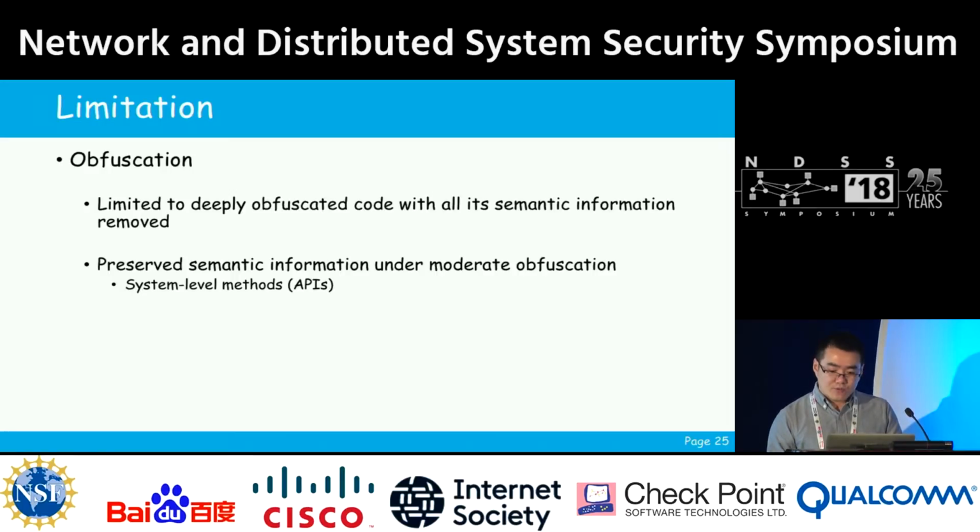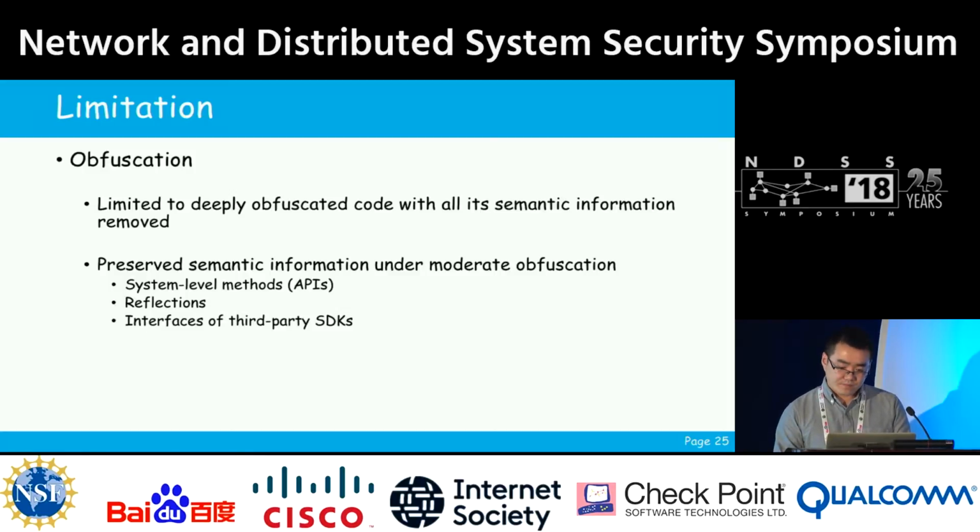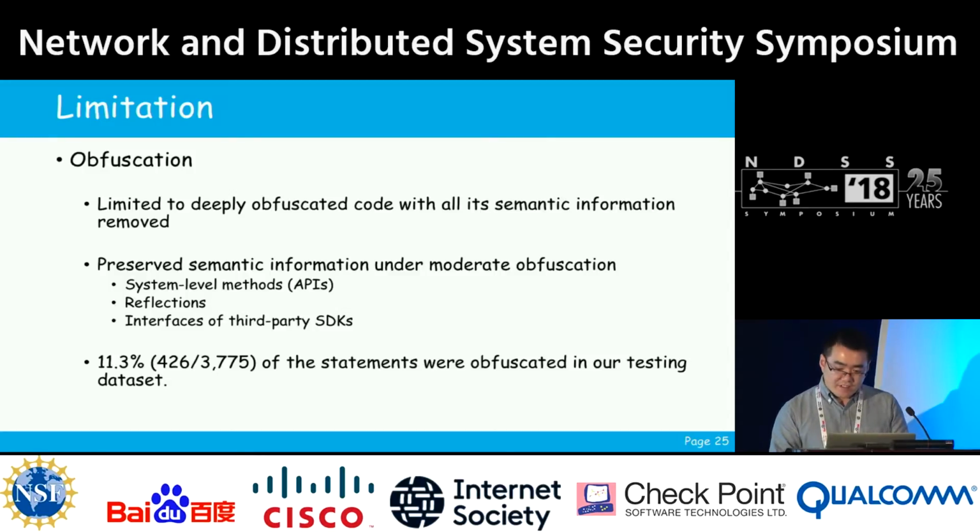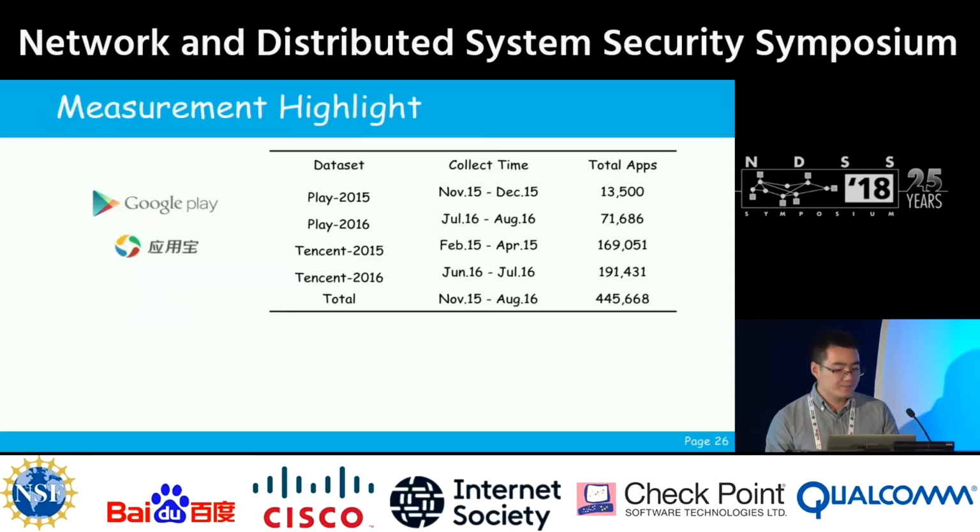Besides, due to practical constraints in code obfuscation, those methods related with reflections and the interfaces of third-party libraries usually will not be obfuscated to make sure developers can easily integrate them into their app code. Actually, we found that only 11.3% of statements were obfuscated in our testing dataset.